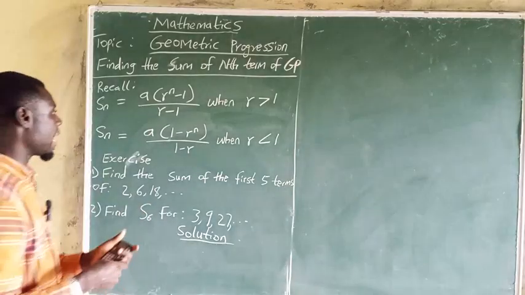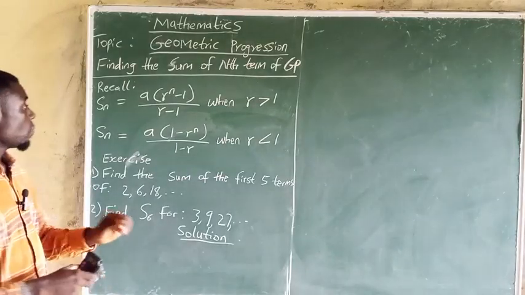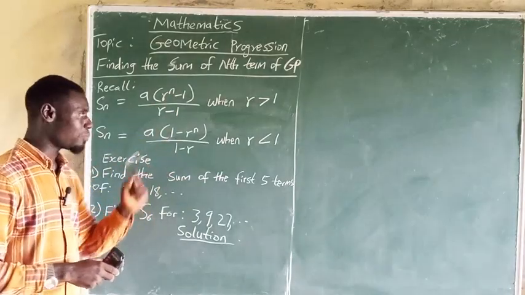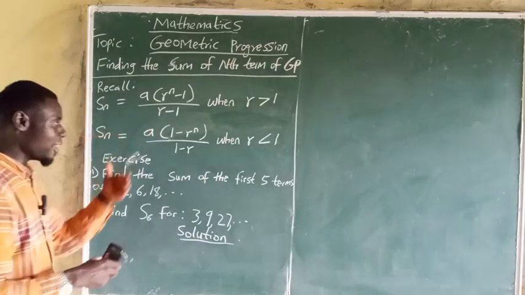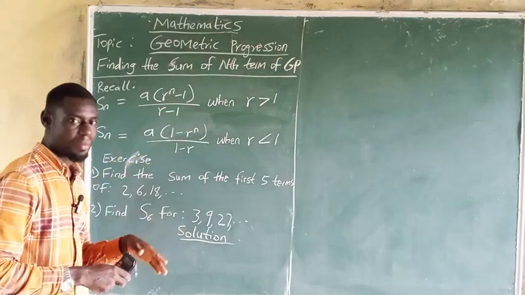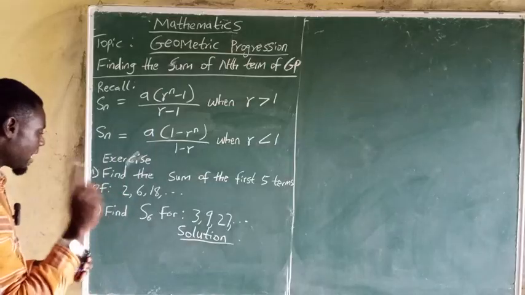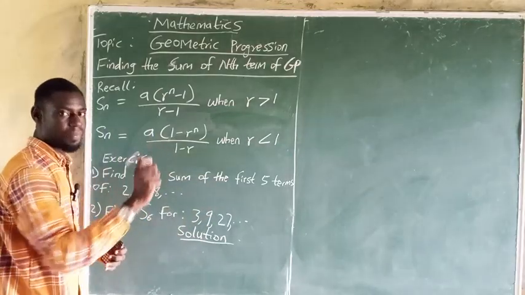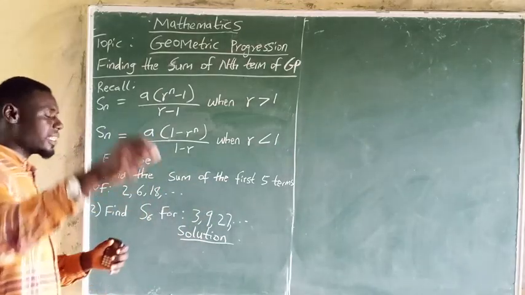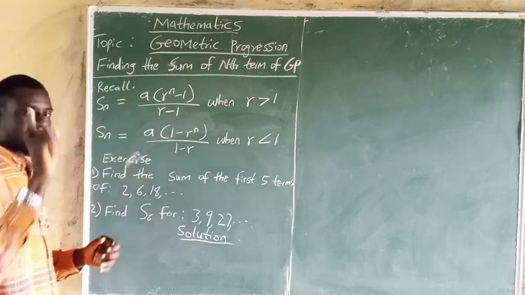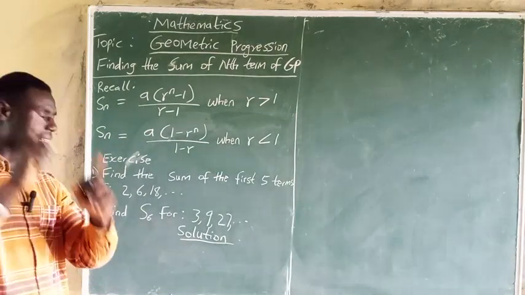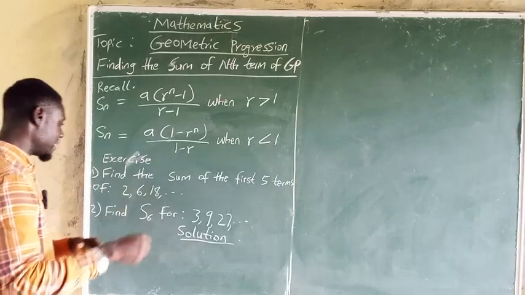How do we identify which of the formulas to use? Very important. Ask yourself again, how do I identify which formula to use? First, find your common ratio. It will give you a number, and that number will tell you if it is greater than 1 or less than 1. Let's start.